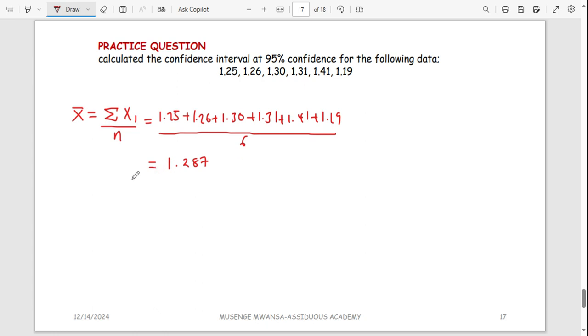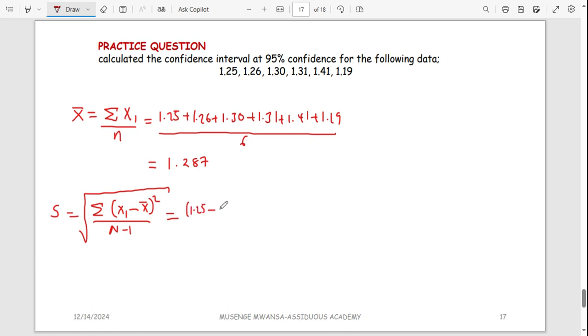Remember, in the formula for confidence interval also had standard deviation. So that's the next thing you want to find. Standard deviation is given by the square root of the summation of each term, you remove the mean, you square that, and then divide by n minus 1. Because this is a sample, you divide by n minus 1. If it is a population, you divide by n.